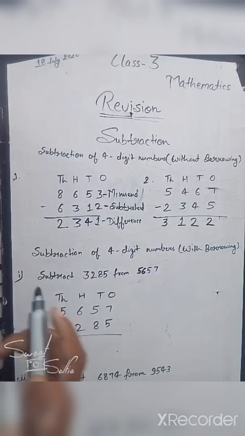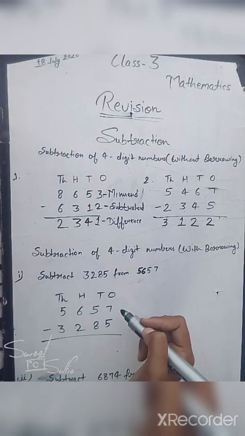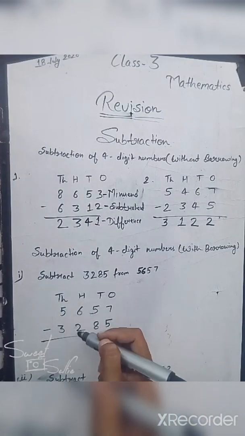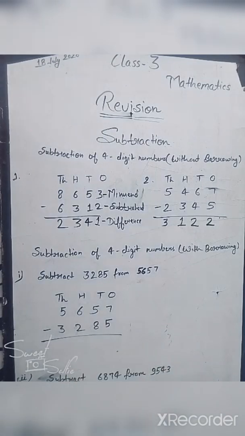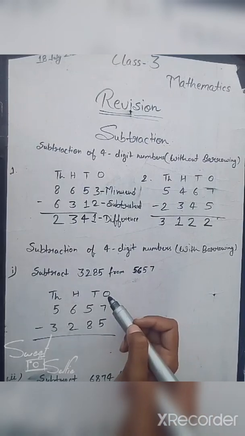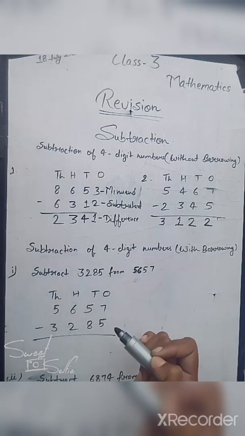So firstly, we will arrange the numbers. We will write numbers one below another, ones below ones, tens below tens, hundreds below hundreds, and thousands below thousands. And we will start subtracting from ones. Okay, so let us start.